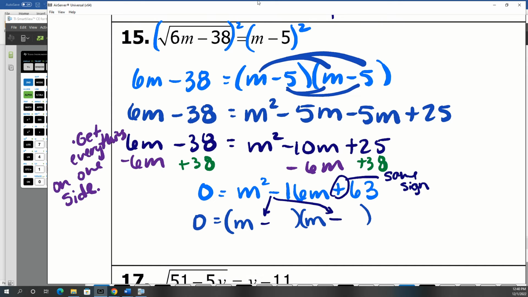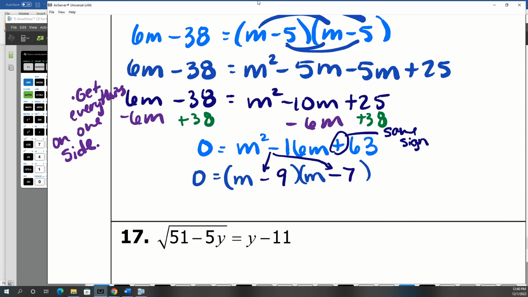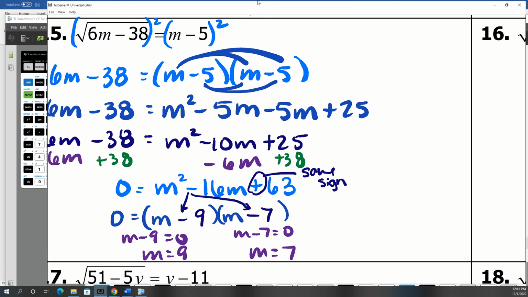Right, and then this is where this yellow paper comes in handy. We're looking for numbers that multiply to get 63. So you look in the 63 box that are going to add to give you 16. And there's not too many numbers in that box. So what do y'all think? Yeah, 9 and 7. All right, and then let's see if I can squeeze it in here. We're going to set each one of those equal to 0. And we get 9. And we get 7. But we still need to check to make sure that they work.